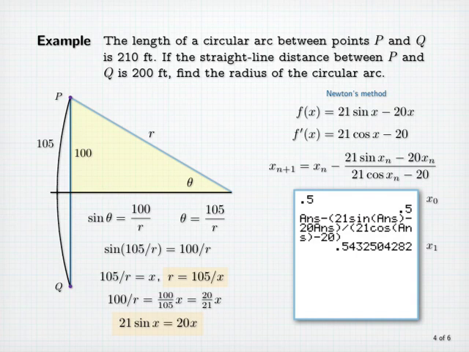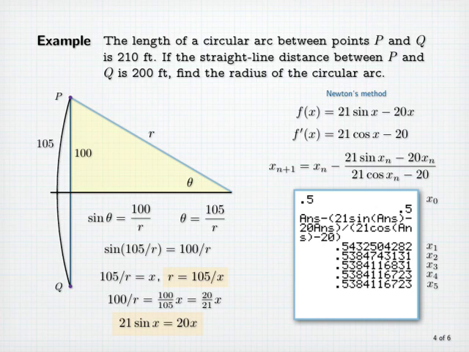Now we press enter again, and we have x2, and then again to get x3, and so on. And now we notice that x4 and x5 agree to all the decimal places shown. Now we go back to the formula, r equals 105 divided by x to calculate the radius, and we find that it's very close to 195 feet.